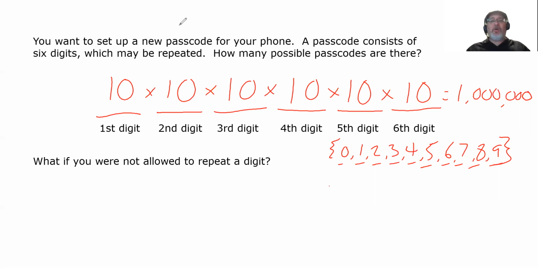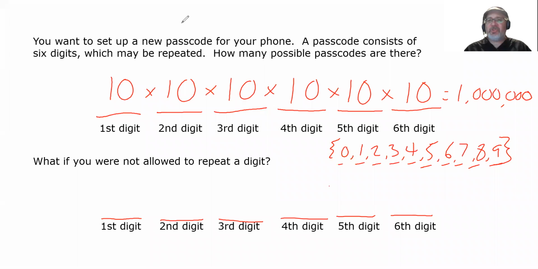But let's change the question. What if you're not allowed to repeat a digit? Well, the setup would still look the same, so it would look something like this. All 6 digits that we have to make decisions for. But if we're not allowed to repeat a digit, that's going to change things. Not in the first decision. We still have 10 choices for the first digit.